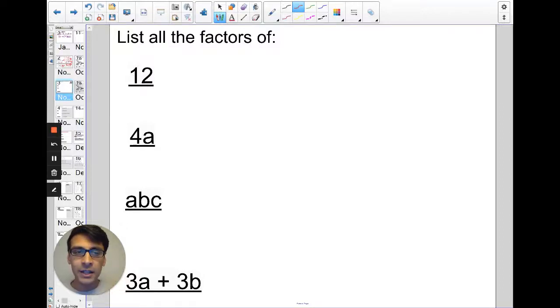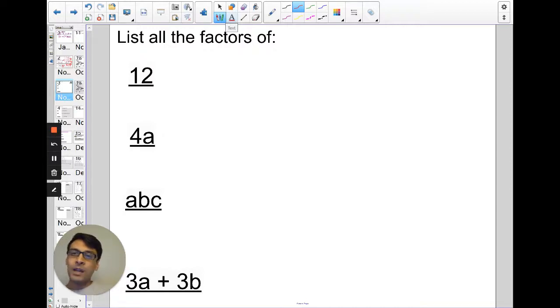Okay, welcome back. This is video 2 of factorising. First thing I want you to do before we get to the main chunk of factorising is list all the factors of the following. Now remember we did this in class, so think about what two numbers can multiply to give me 12, and then I want a list. I'm going to do question 1 as an example.